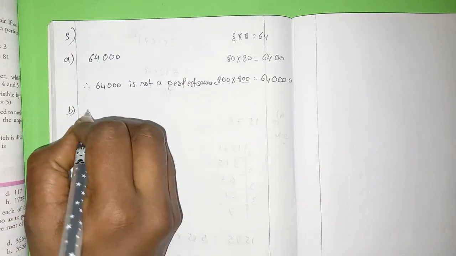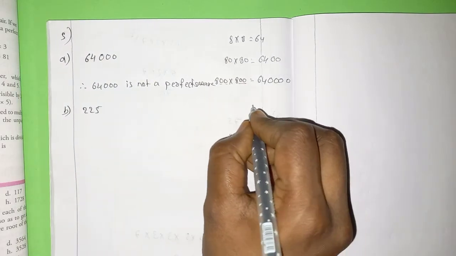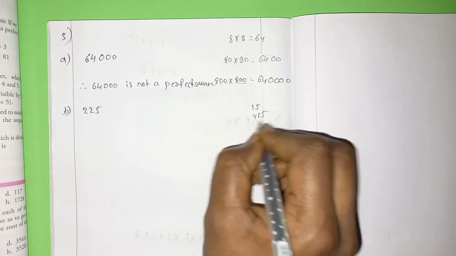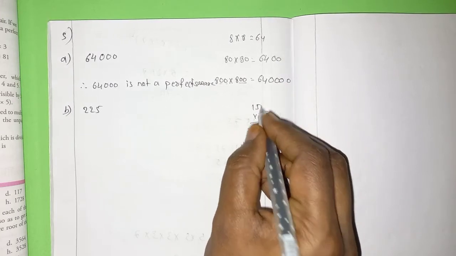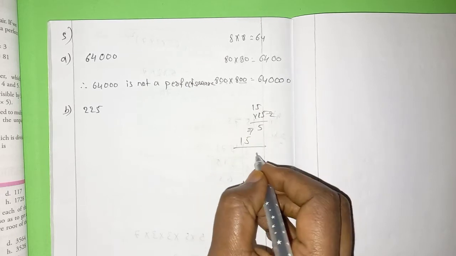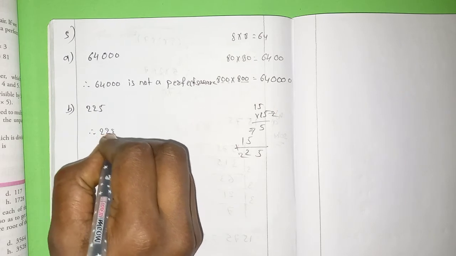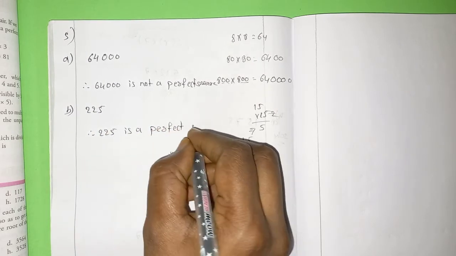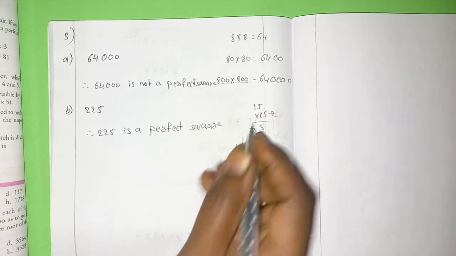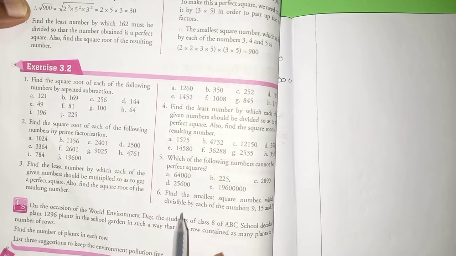In the same way, B, 225. It is 15 15s. 5 5s are 25. 5 1s are 5, 7. 5 1s are 5, 1 1s are 1. Right? Therefore, 225 is a perfect square. Understand? Like this, check out C, D, E.